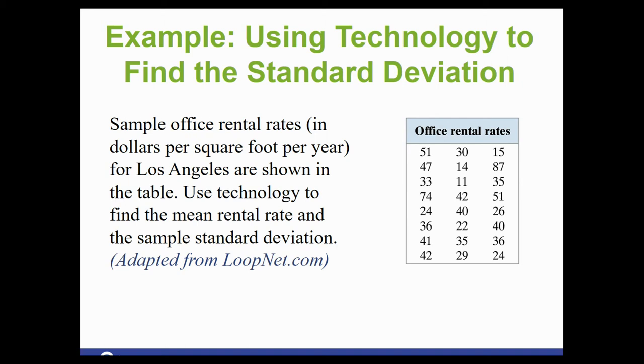So this one says sample office rental rates in dollars per square foot per year for Los Angeles are shown in the table. Use technology to find the mean rental rate and the sample standard deviation. So the first thing we need to do is type all of this data into your calculator. So into list 1, you're going to type the data. Now in order to find the mean of this data set, you're going to go to one var stats, and you're going to set it for list 1 and click calculate. And at the very top, you're going to see the mean.